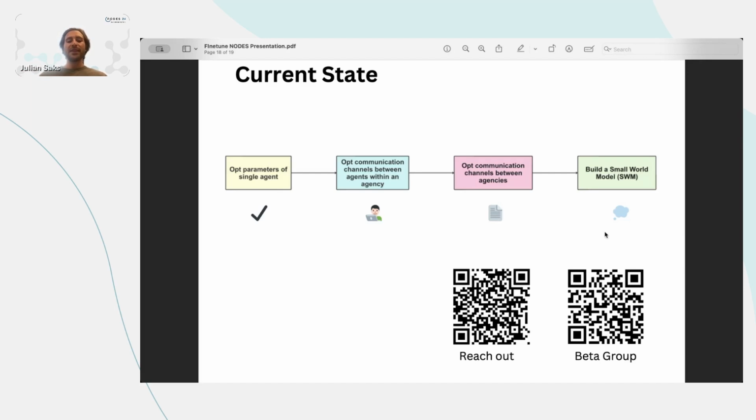But we're taking this step as one of 4 major phases, where we're looking at next, how do we support agencies? So many agents within one single agency and the optimization of the communication channels between those. And then how do we do that at a higher order and eventually get to the small world model?